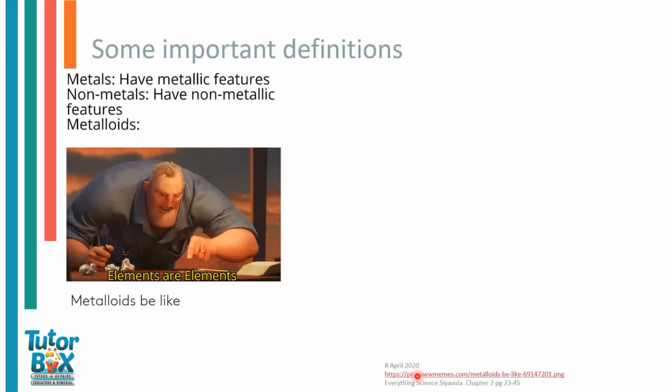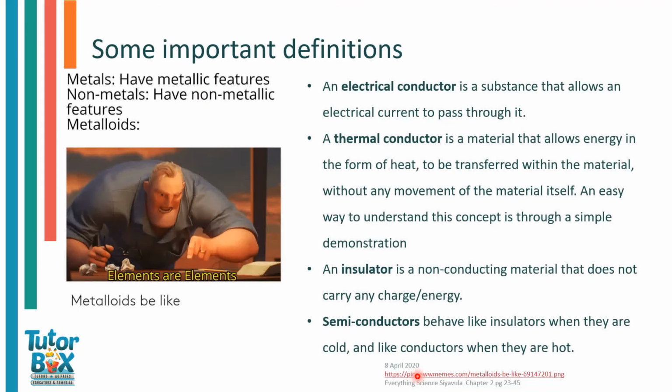Okay, so some important definitions. What is an electrical conductor? It's a substance that allows an electrical current to pass through it. A thermal conductor is a material that allows energy in the form of heat to be transferred within the material without any movement of the material itself. An insulator is a non-conducting material that does not carry any charge or energy, and semiconductors behave like insulators when they are cold and like conductors when they are not.